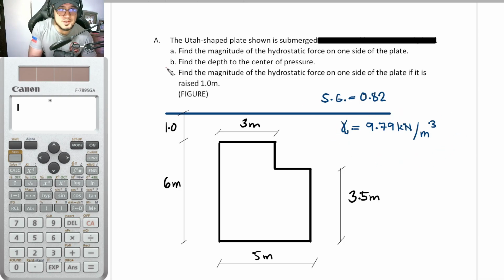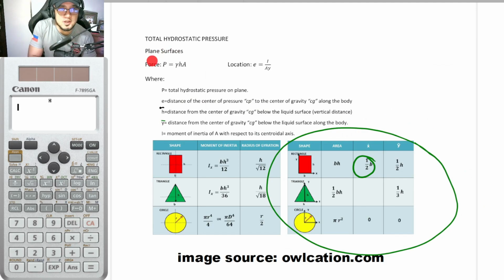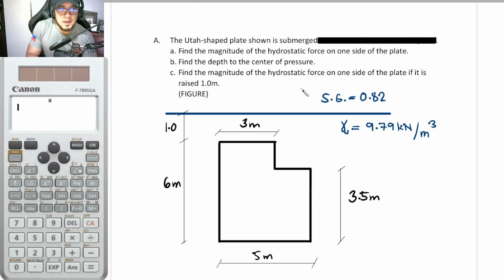Okay, so in this problem, we would now be finding the magnitude of the hydrostatic force on one side of the plate. Let's say that this is now the plate. Of course, we would now be solving for the hydrostatic force, which is basically force P. And of course, we would now be finding the depth to the center of pressure, after which we would find the magnitude of the hydrostatic force if this plate is lifted 1 meter upward.